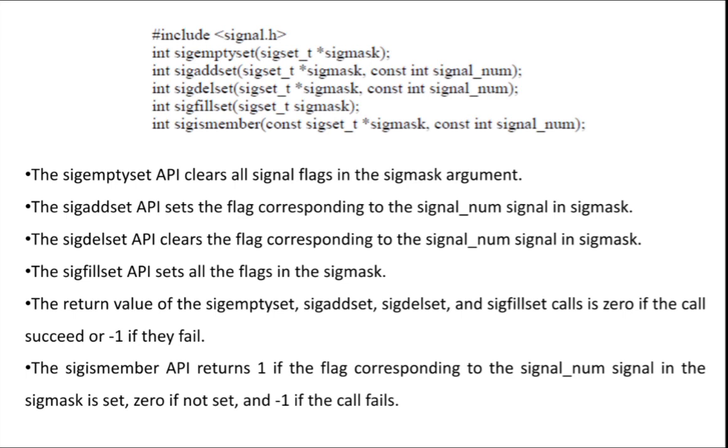Just don't get confused, guys. Sigismember means, if the flag corresponding to the signal number in the signal mask is set, it will return 1 if the signal number is set. In simple words, if a signal is present in the set, it will return 1. Otherwise, if not set, it will return -1. Getting, guys? Don't get confused.